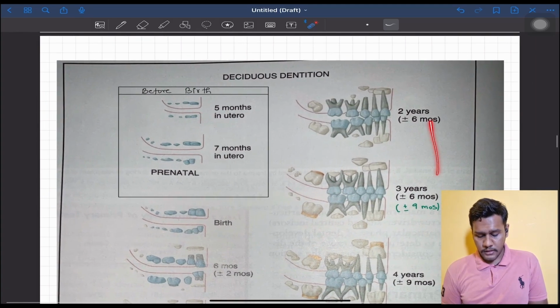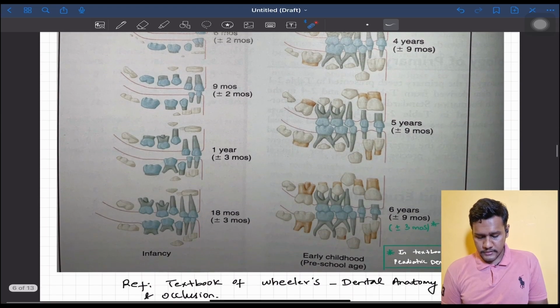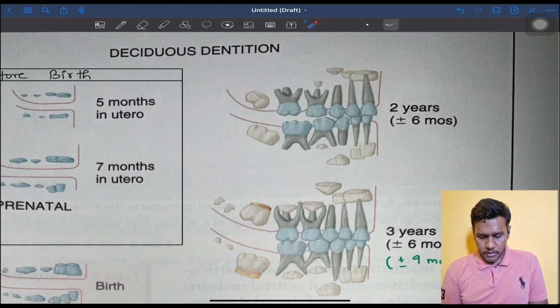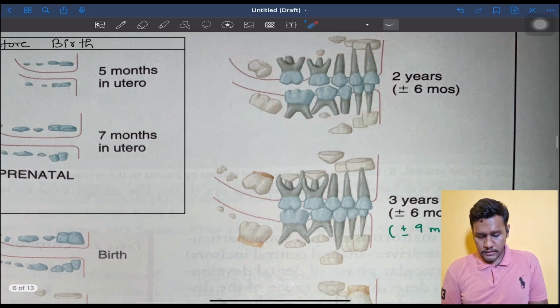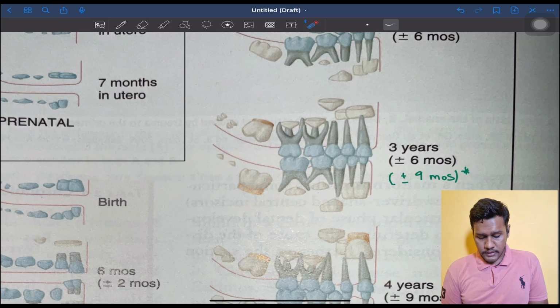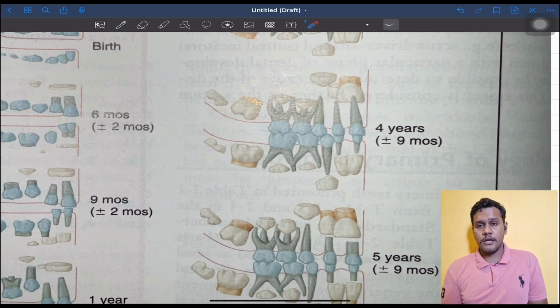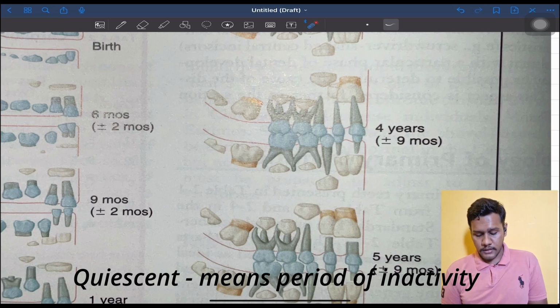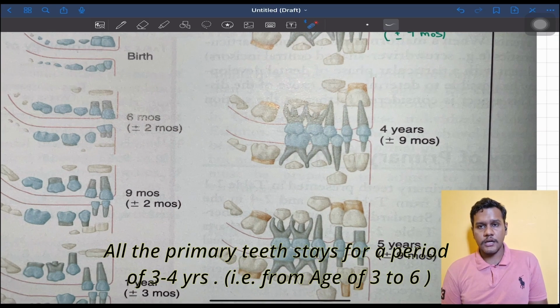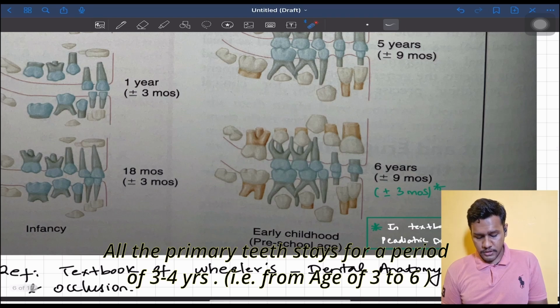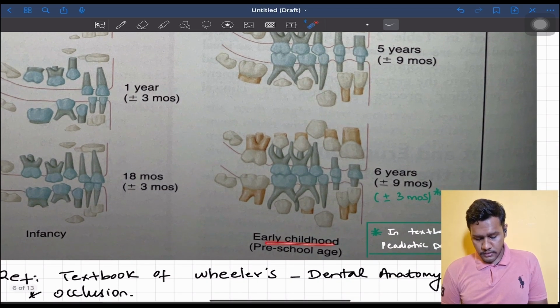From 2, 3, 4, 5, 6 years, till they have given. Okay, if you see 2 years of age, mostly all the teeth would be erupted. All the primary teeth would be erupted, and the root completion is still left. At 3 years of age, all the primary teeth would be completed. Then comes the period known as the acquisition period, 3 to 4 years, where the primary dentition plays a major role, from the age of 4 to the age of 6. Then it goes to the mixed dentition period. This is known as early childhood or preschool age.